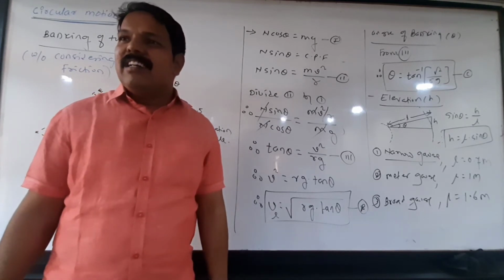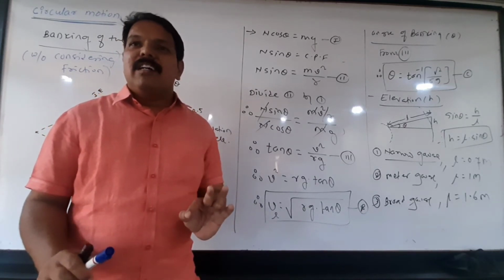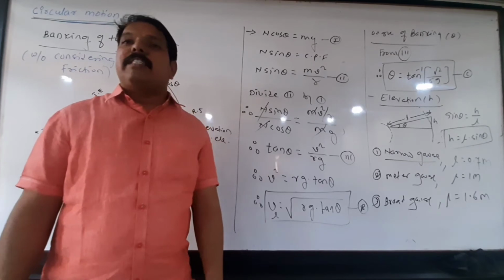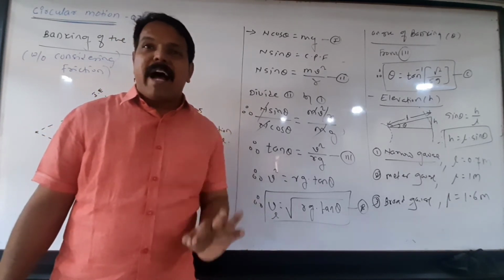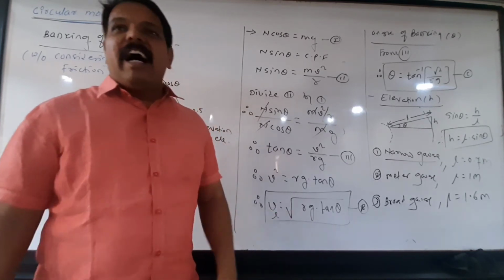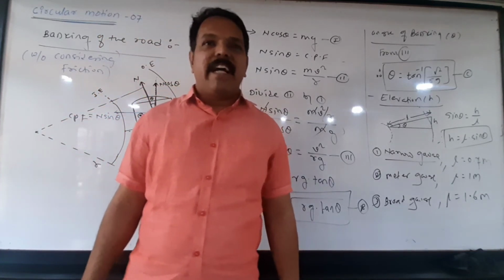Any doubt here? So this is about the limiting speed of a vehicle passing over a curved horizontal road and a curved banked road. I think this is enough for today's lecture. Thank you.